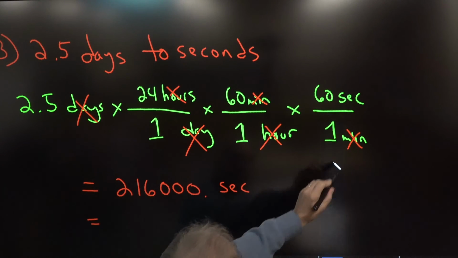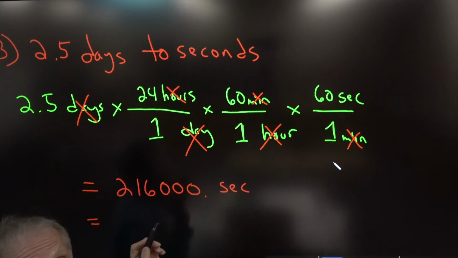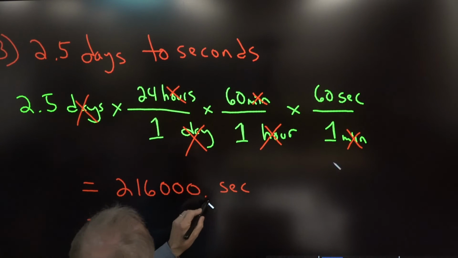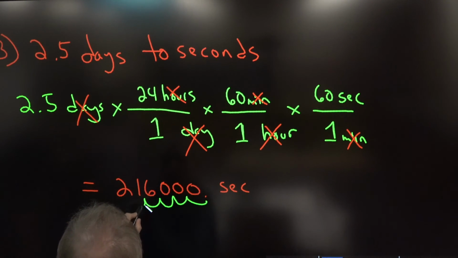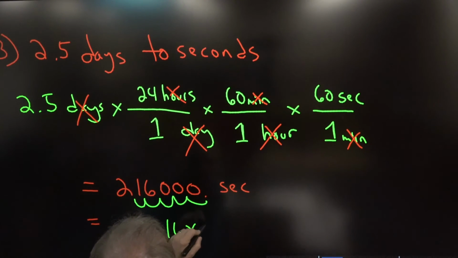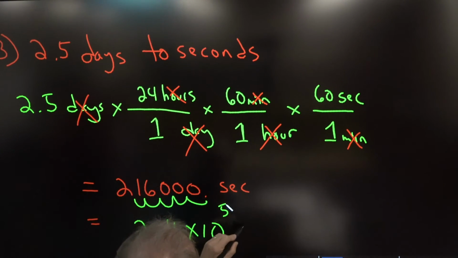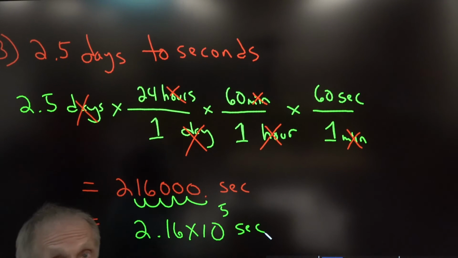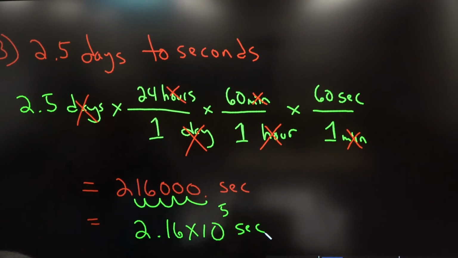You take the decimal point, remember one number to the left, 1, 2, 3, 4, 5. So 2.16 times 10 to the 5th seconds. So that's how we do days to seconds.